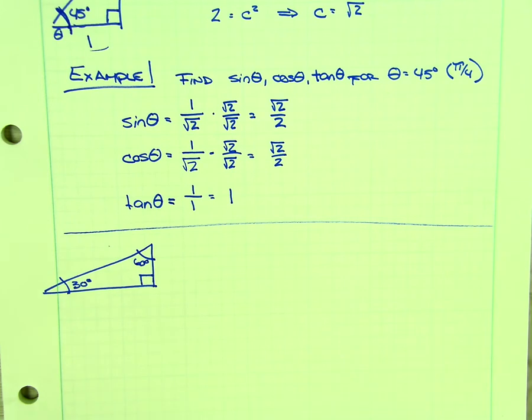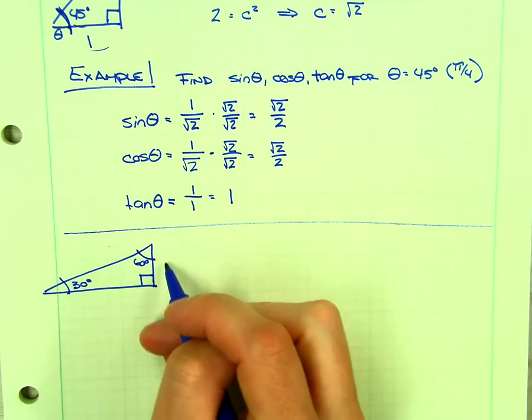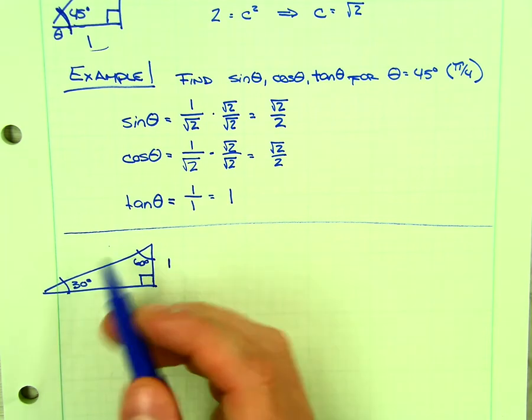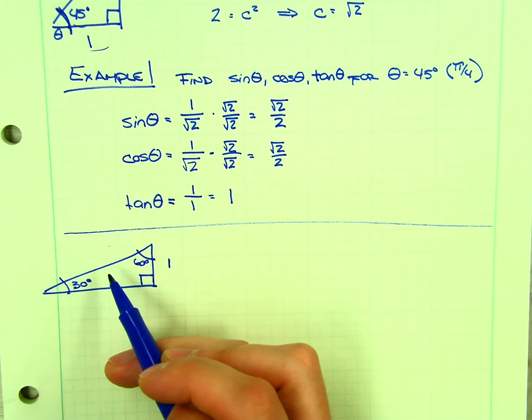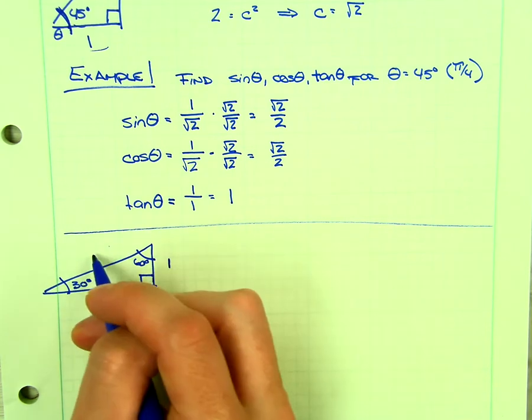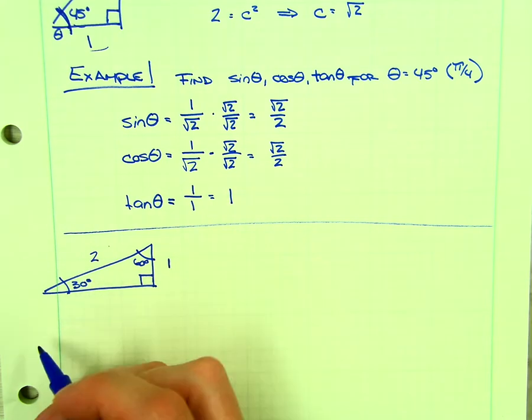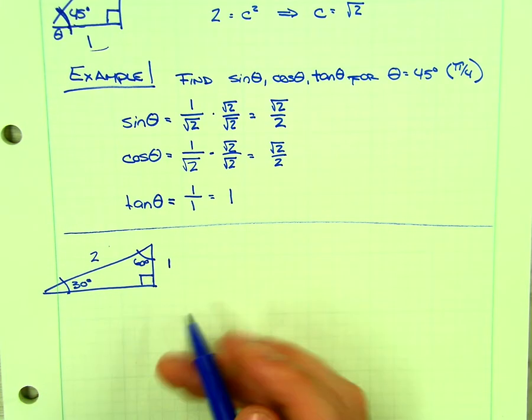This is very, very special. And one of the properties that a 30, 60, 90 triangle has is that whatever this side is, the short side, and in this case I'm just going to label it as 1, this long side is twice its length. Right? So if this is 1, this is going to be 2. If this is 5, this is going to be 10. Okay? So this is similar to a problem we had yesterday.